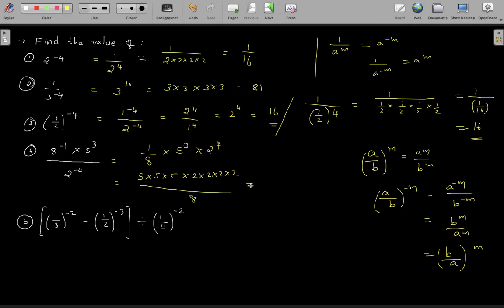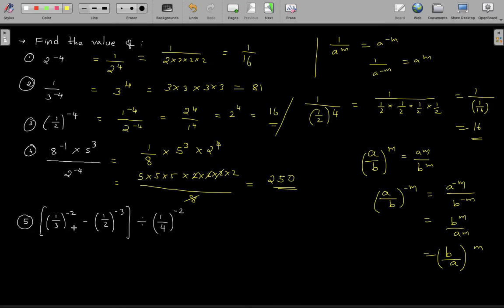This should give you 2 times 2 times 2. 2 cube is 8. 2 2s are 4, 4 2s are 8. This gets cancelled. This 5 times 5 is 25. 25 times 5 is 125. 125 times 2 is 250. So your answer in this case is 250.